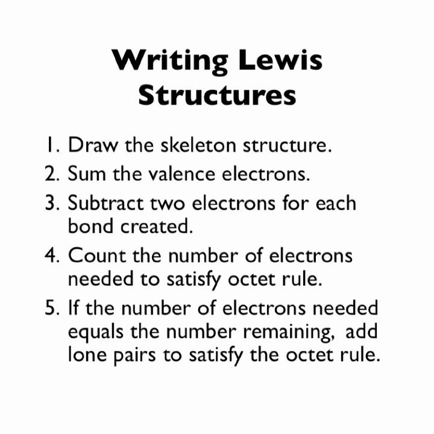First, we will draw the skeletal structure based on the formula that is given. Then we will determine the number of valence electrons in the molecule by adding up the valence electrons of all atoms. And then we will subtract 2 electrons for each bond that has been created in our skeletal structure. Then we'll count the number of electrons each atom needs to satisfy the octet rule. And if the number of electrons that the atom needs equals the number of electrons remaining, then we will satisfy the octet rule by placing electrons as pairs around the atom.